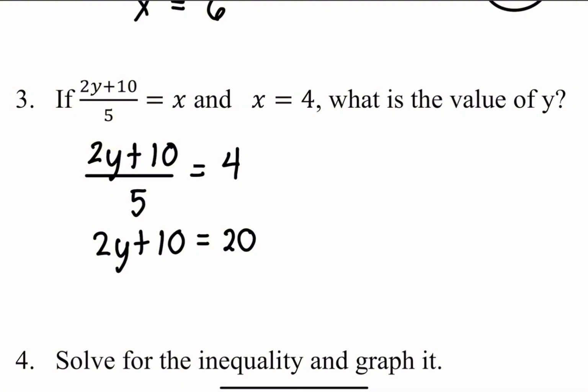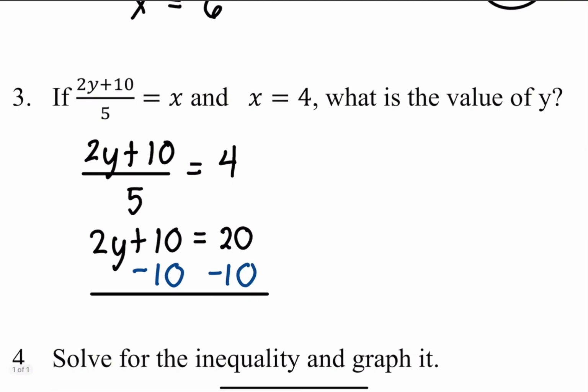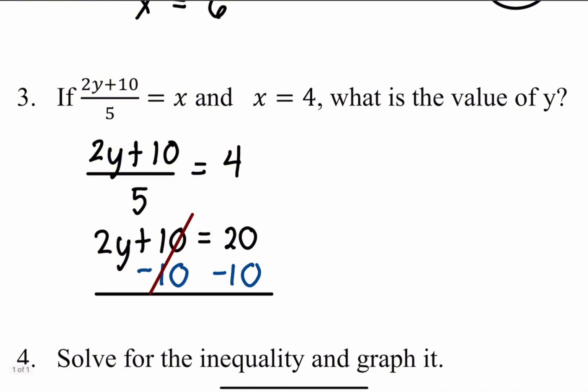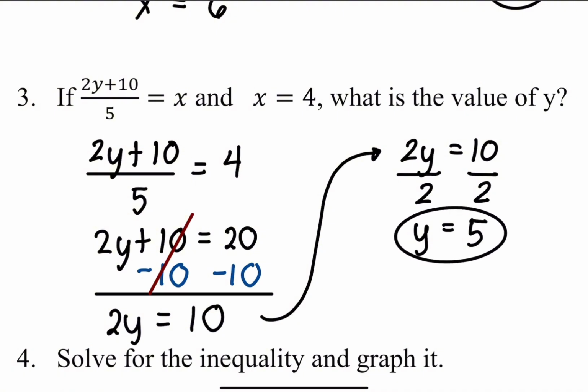Now, using the subtraction property of equality, we can subtract 10 from both sides of the equation. So 10 minus 10 is 0. Bring down 2y is equal to 20 minus 10, which is 10. So I can continue here. We have 2y is equal to 10. Divide both sides by 2. So 2 divided by 2 is 1y, or simply y. 10 divided by 2 is 5. So the value of y is equal to 5.